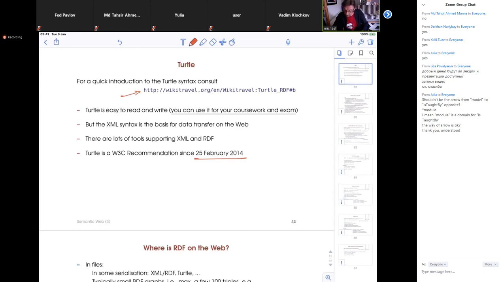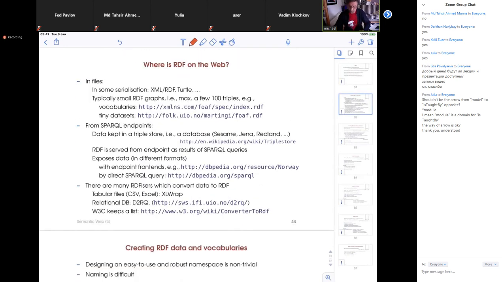Okay, so let me finish, before we consider some examples, by a few general observations. So where is RDF on the web? First of all, in some small RDF graphs, which can be represented in XML or Turtle, and so on. There are some data sets or vocabularies like FOAF. These are all RDF files.